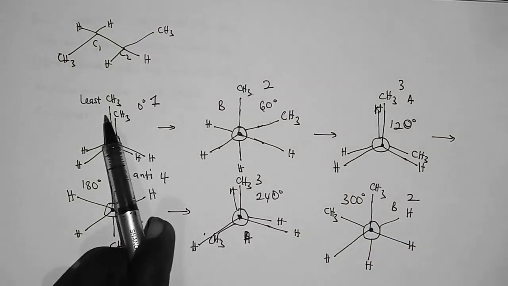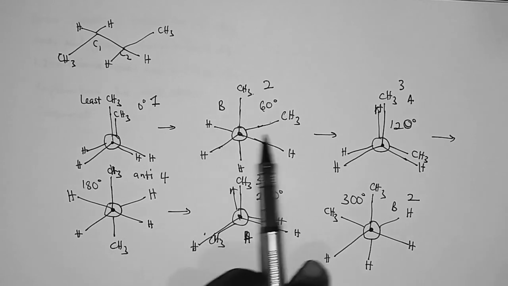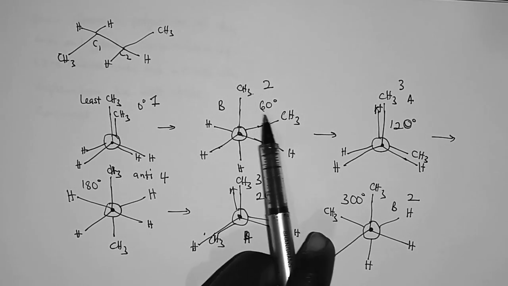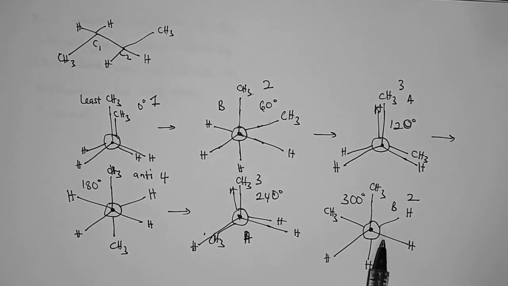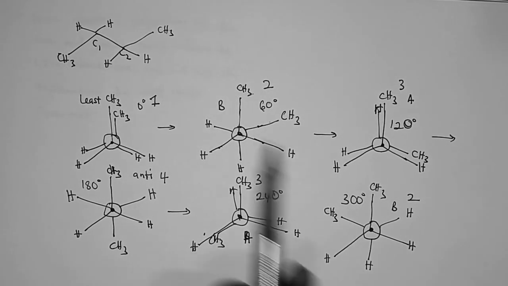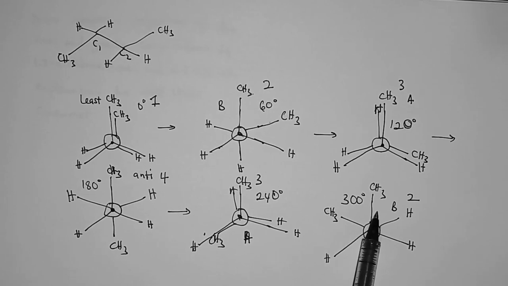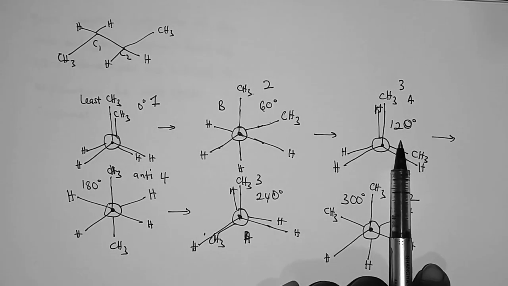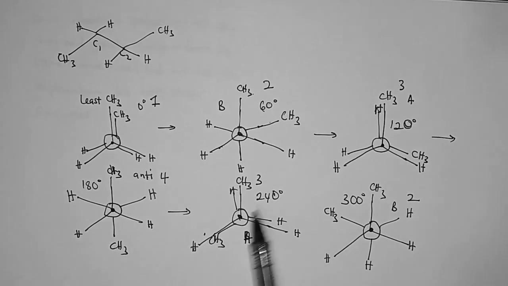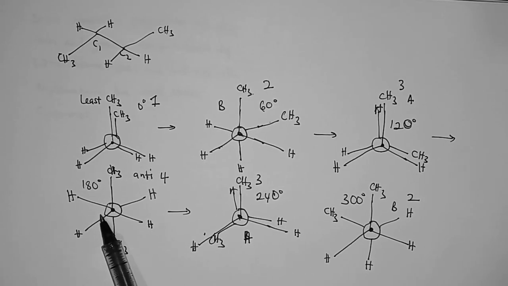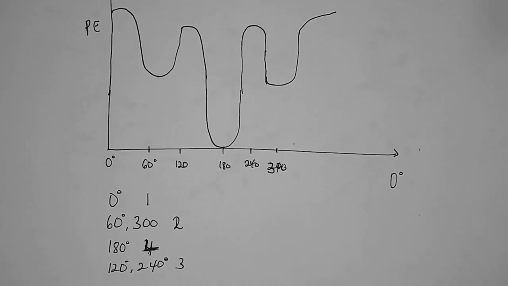So the 0 degrees is 1, and the 60 degrees is 2. This 60 degrees is the same as the 300 degrees, so 60 and 300 have the same potential energy, 2, 2. Then this conformer is 3, and it has the same potential energy as the 240 degrees. So this one is 3, and then the anti-conformer is 4.